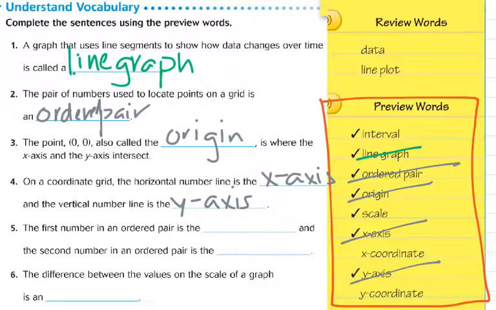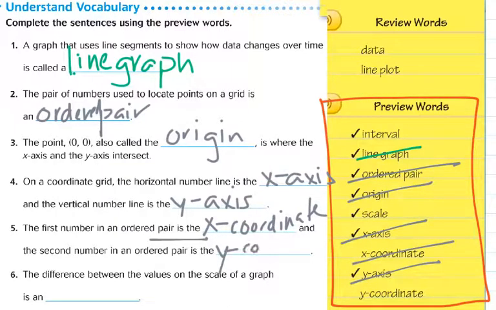5. The first number in an ordered pair is the x coordinate. And the second number in the ordered pair is the y coordinate. 6. The difference between the values on the scale of the graph is the interval.